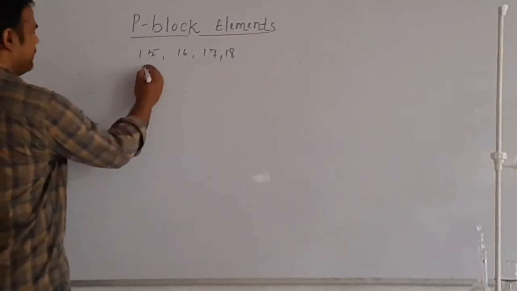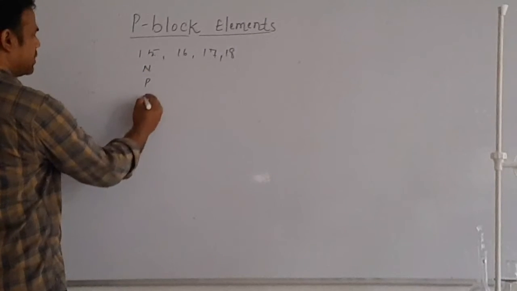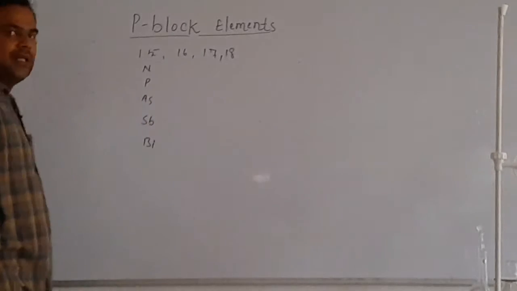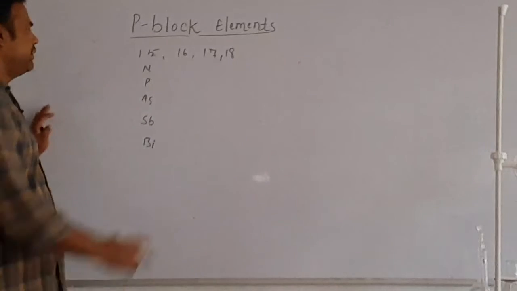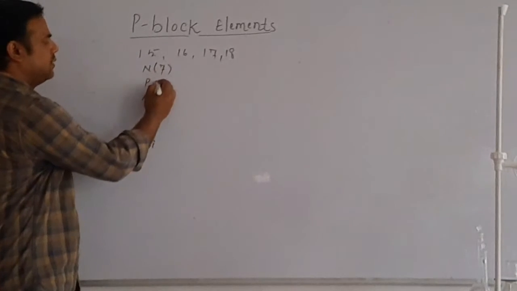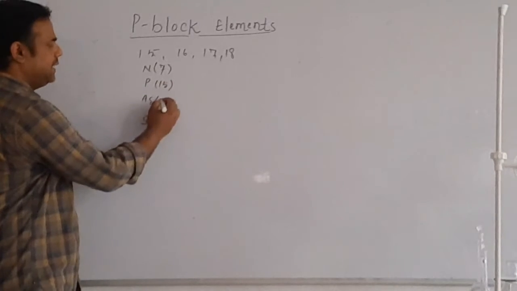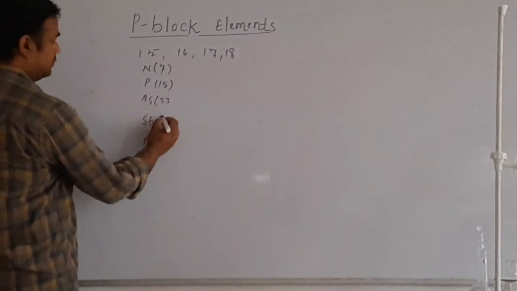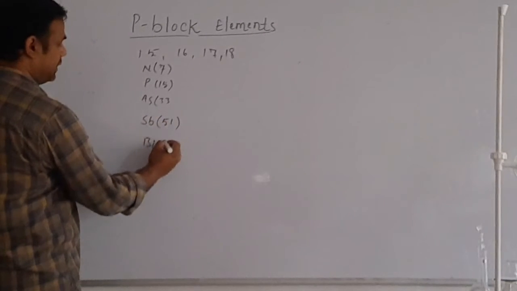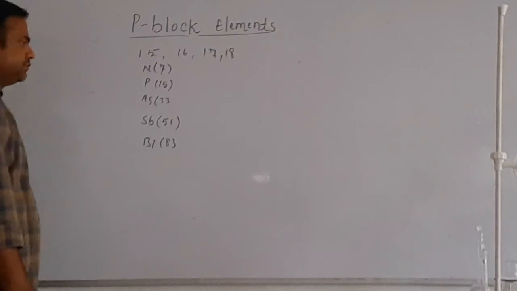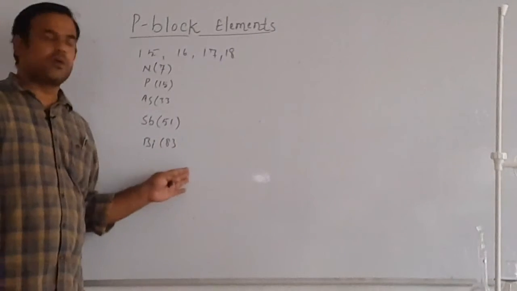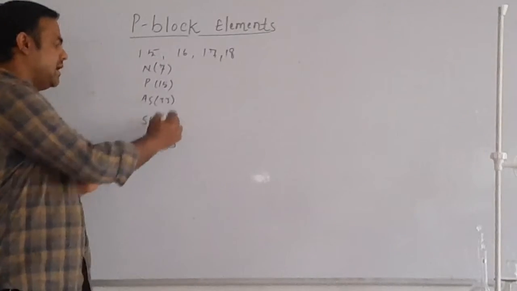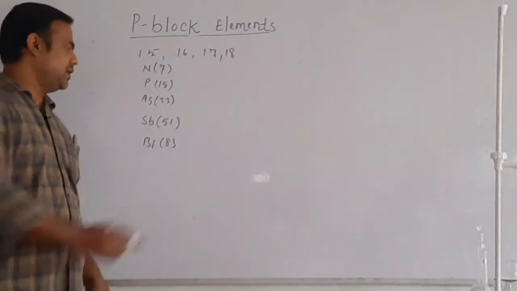So in group 15 if we see, elements are nitrogen, phosphorus, arsenic, antimony and bismuth. These are the elements of group 15, and if we see the atomic numbers, they are 7, 15 and then 33, then we have 51 and then 83. So these are the atomic numbers of elements: nitrogen 7, phosphorus 15, arsenic 33, antimony 51 and bismuth 83.